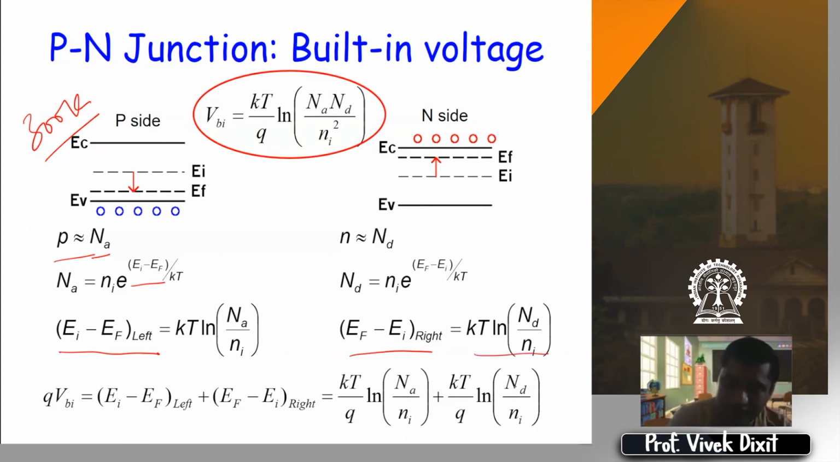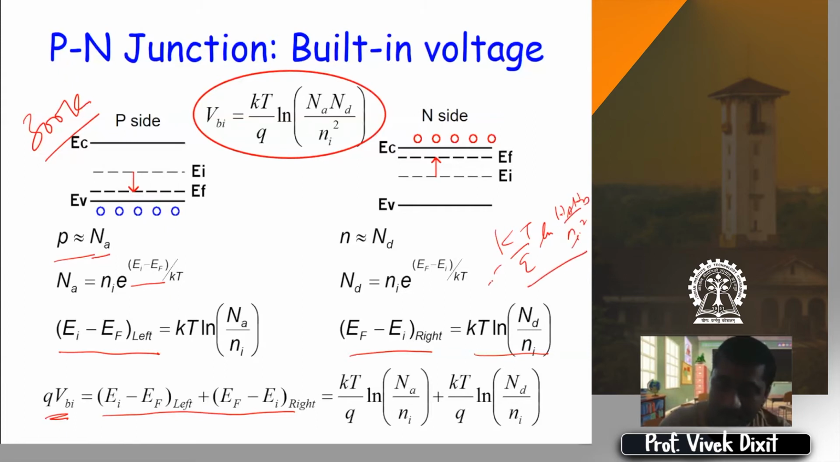And if you add both of them, you will get the total energy, which is Q times the built-in potential. This is basically EI minus EF on the left, and EF minus EI on the right. So they will add up because EF will be the same. And that is kT log Na Nd by Ni squared, because when you add two logarithms, they multiply. So you have kT log Na Nd by Ni squared.